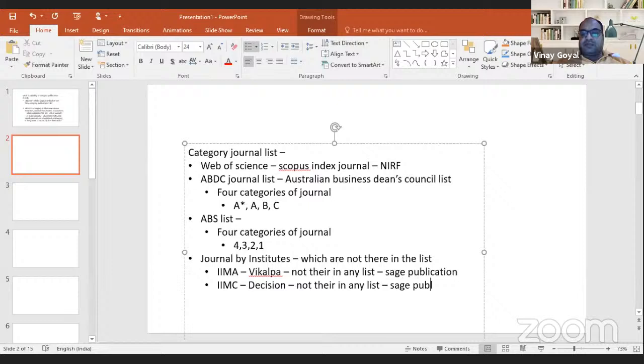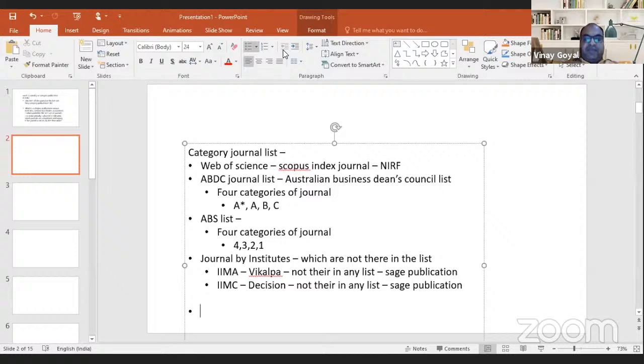So there may be some journals which are issued by the institutes. I have given here the journals which are issued by institutes in India. But there are journals which are issued across the world by various institutes. They may fall in some category, they may not fall in some category. Both the possibilities or probabilities are there. We have to keep that in mind.